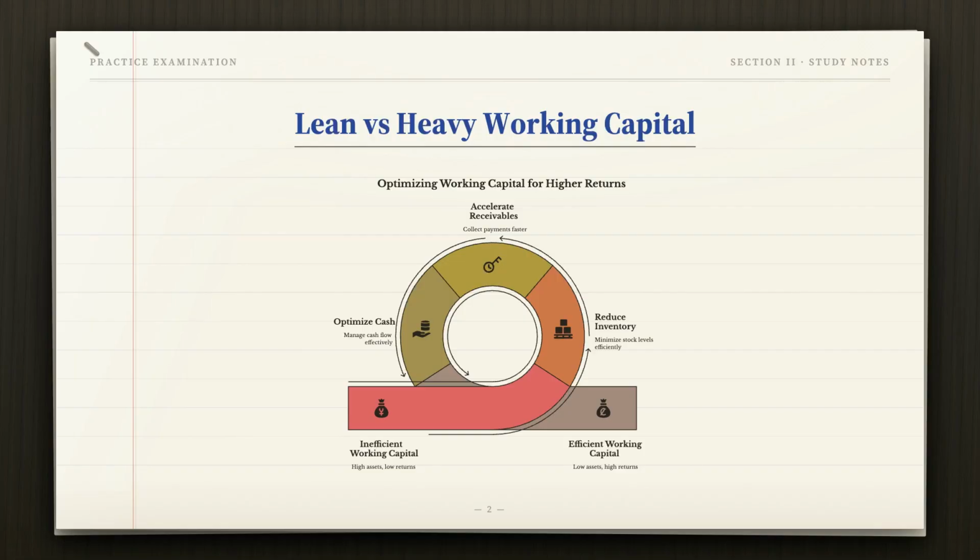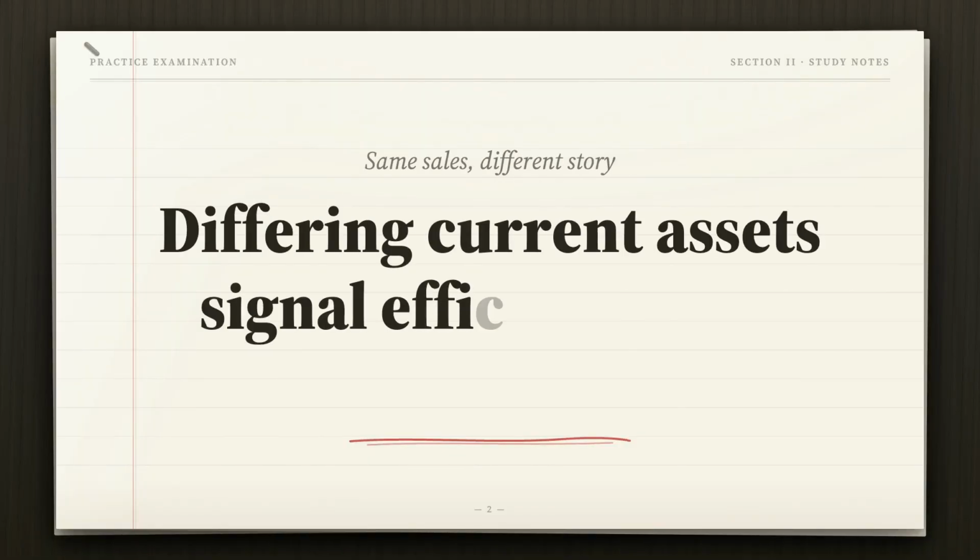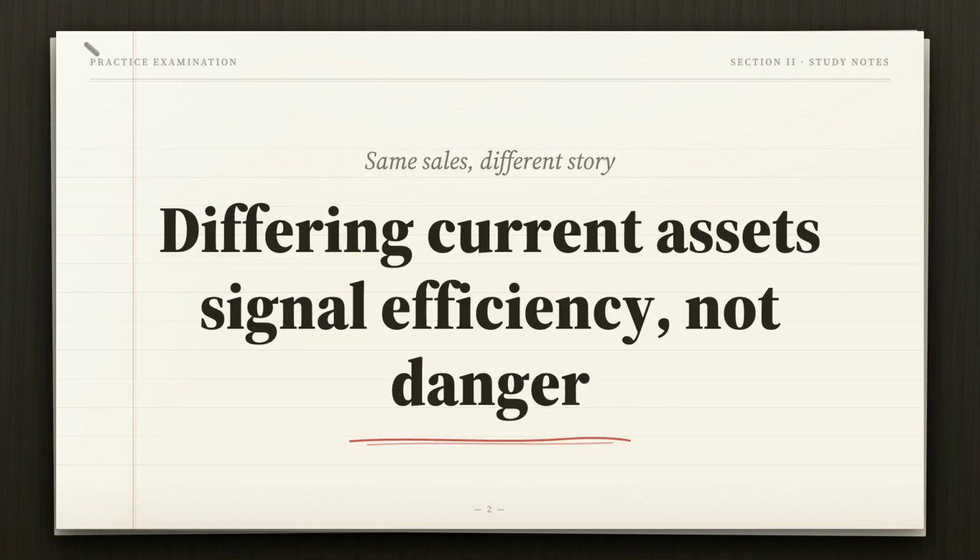If profits are similar, the leaner firm shows a stronger return on capital, since it achieves the same result from a smaller base. When sales are equal but current asset levels differ, the story is efficiency. How much working capital each firm commits per dollar of sales. Keep that frame, and you won't mistake a lean operation for one in trouble.